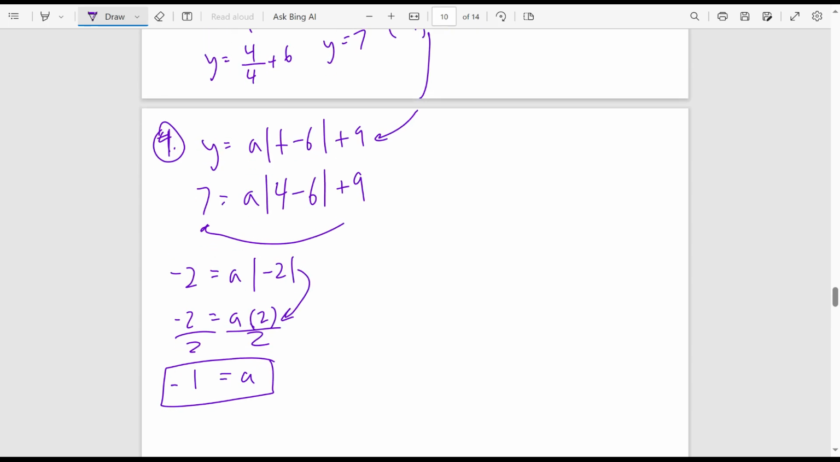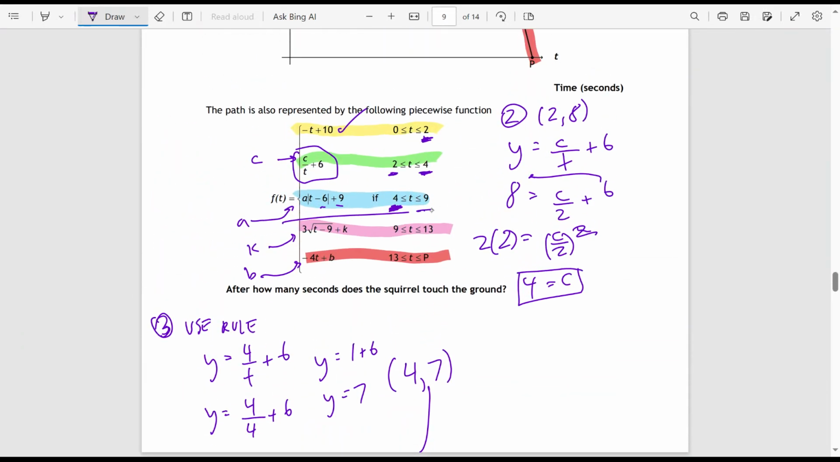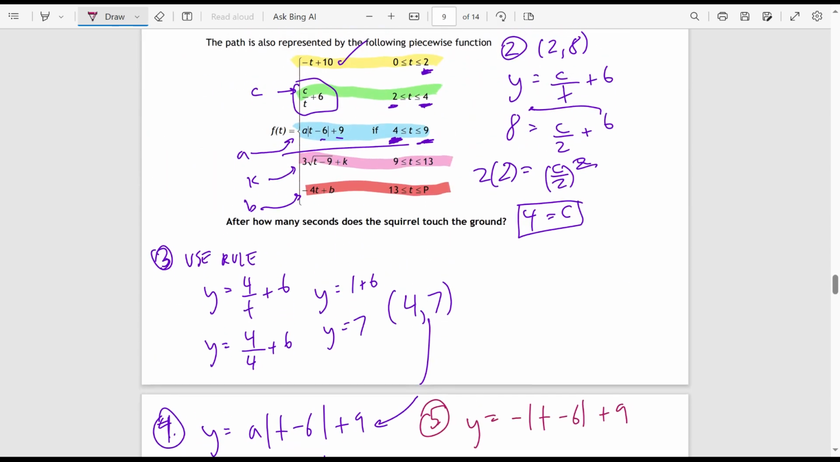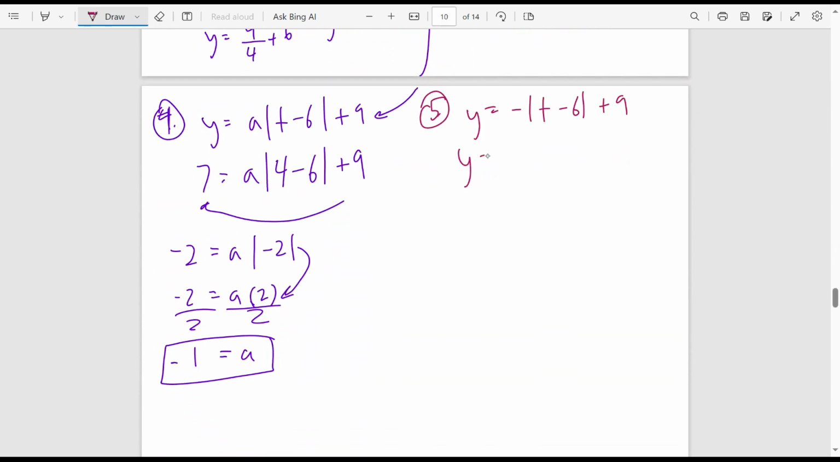So now I'm going to go back up and look at what's my next handoff point, 9. So step 5 is going to be using the function that we just found. So negative 1, absolute value of t minus 6, plus 9. And what did I say it was? 9. Y is equal to negative 1 times absolute value of 9 minus 6 plus 9. So y is equal to negative 3.